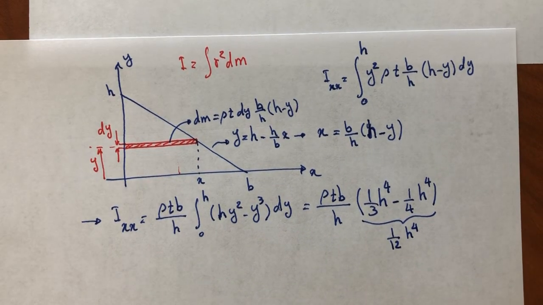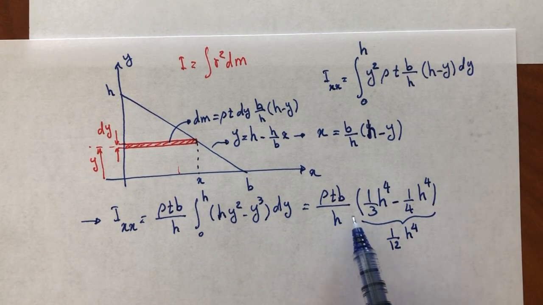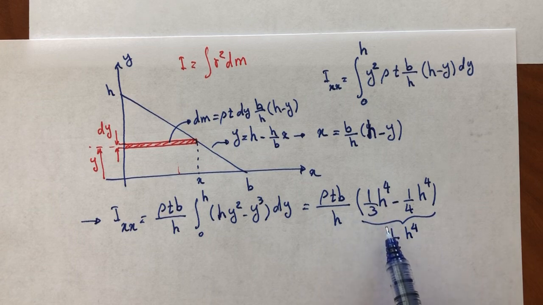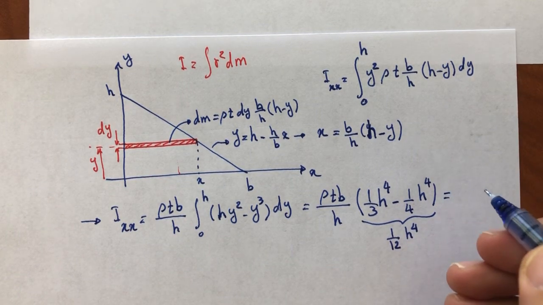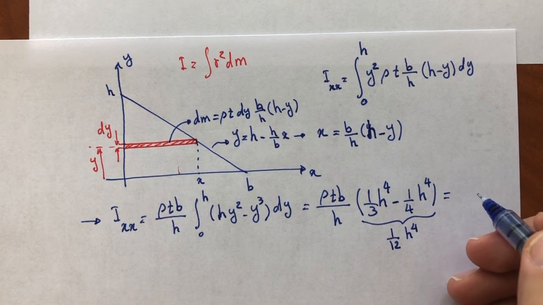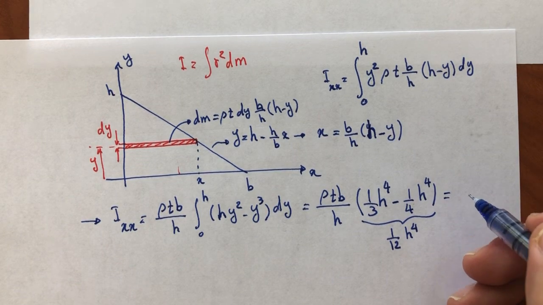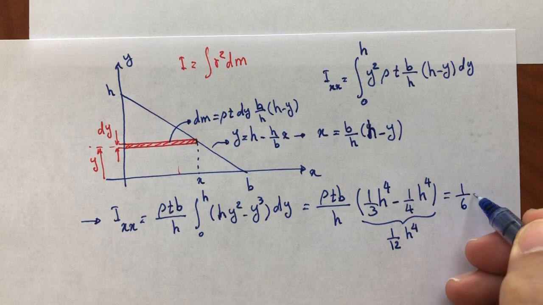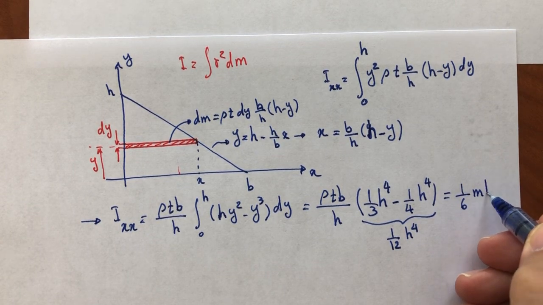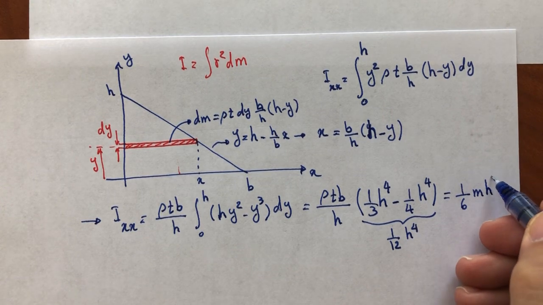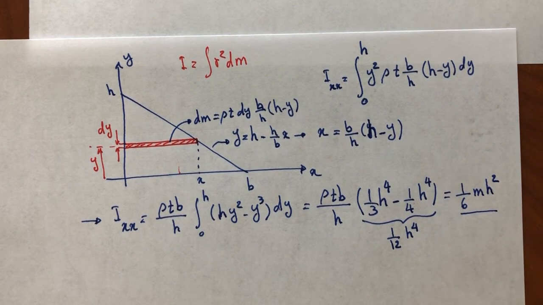And same as the previous one, we got the same thing, right? Then if you separate the mass from it, which we know is equal to 1/2 of rho b t times h, and replace that with m, at the end we again have 1/6 times mass times h squared. So this is the second way to solve this problem.